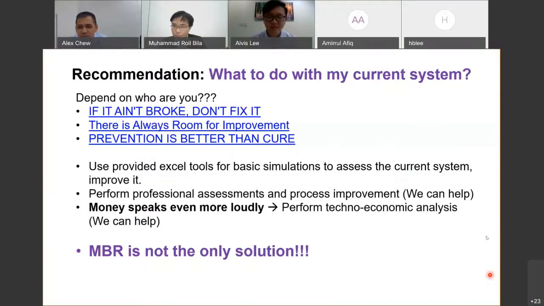Okay, I think the answer is quite clear. So for the last question: is it suitable to use MBR if normally the sludge is floating after chemical and physical treatment?